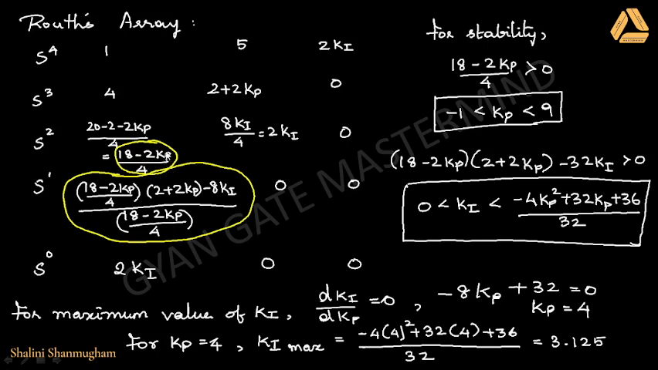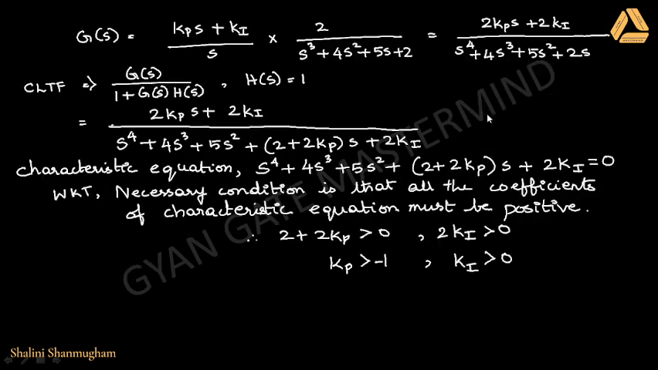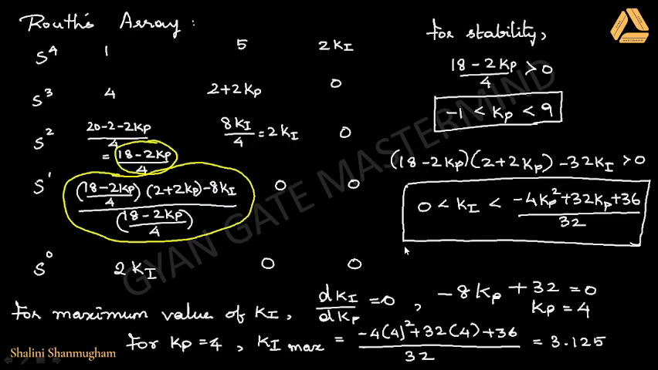To determine the stability, for the system to be stable all the elements in the first column should be greater than 0. So this term should be greater than 0, and also this term should be greater than 0. First we take (18 - 2Kp)/4 greater than 0. From this we infer that Kp is less than 9, and from the necessary condition Kp is greater than -1. Combining these two, Kp is greater than -1 and less than 9. Coming to the second element in the first column, it should also be greater than 0.